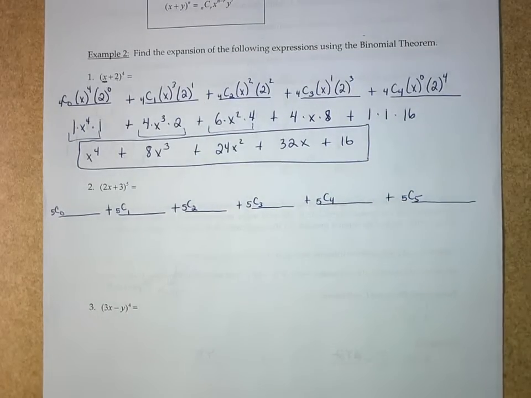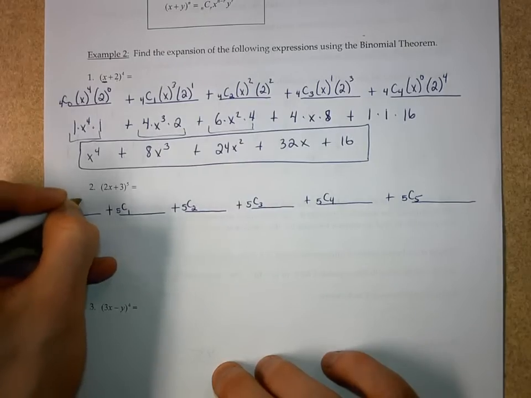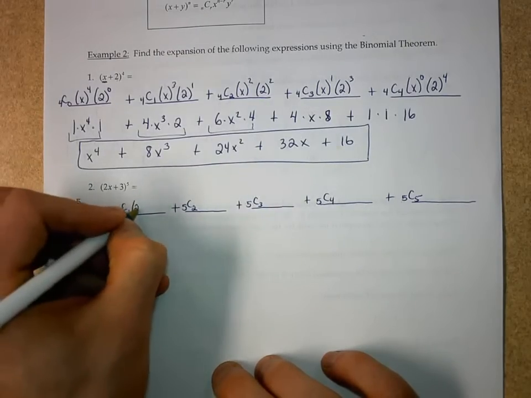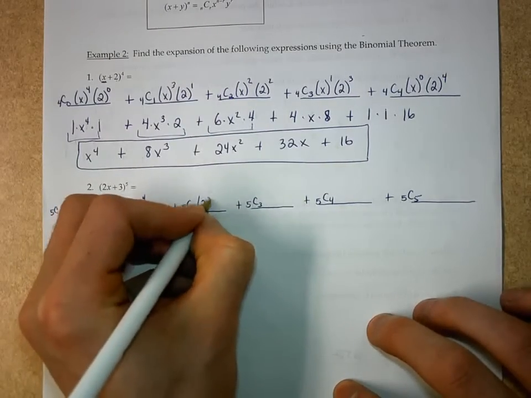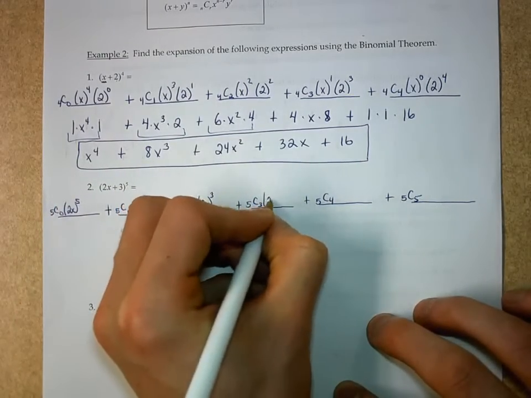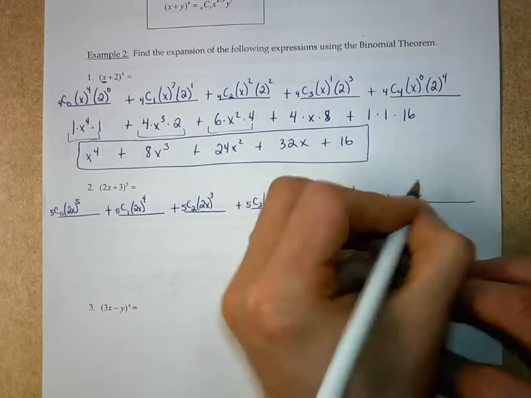The next piece is I take my first part of the binomial and I'm going to decrease by 1 power each time. So 2x raised to the fifth, 2x raised to the fourth, 2x cubed, 2x squared, 2x to the first, and then 2x to the 0.